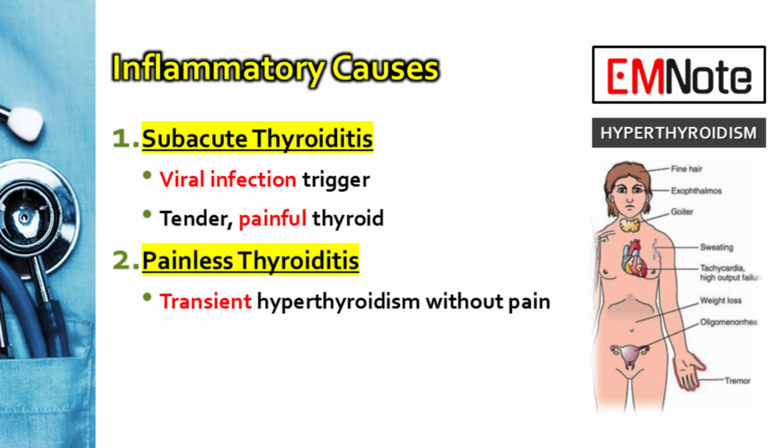Inflammatory conditions, such as subacute thyroiditis, often triggered by a viral infection, can also lead to hyperthyroidism. Patients with this condition typically present with a tender, painful thyroid gland. Painless thyroiditis, a variant of thyroid inflammation, can similarly cause transient hyperthyroidism without the associated pain.